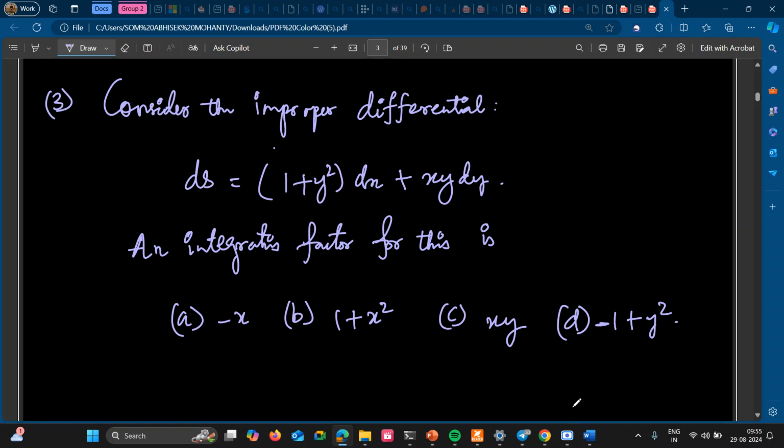An integrating factor for this is what? Try. I am giving you 2 minutes.